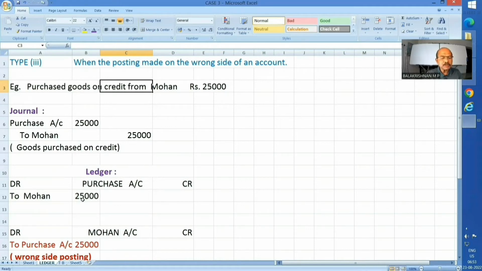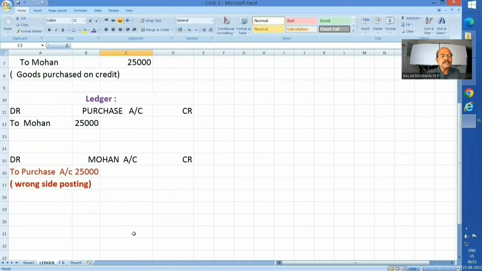But let me assume that instead of Mohan being credited, obviously Mohan has to be credited, no? Purchase account debtor to Mohan means Mohan account is credited by purchase. Whereas by mistake our accountant has debited the account to purchase account 25,000. Okay, so how will things move to the trial balance?